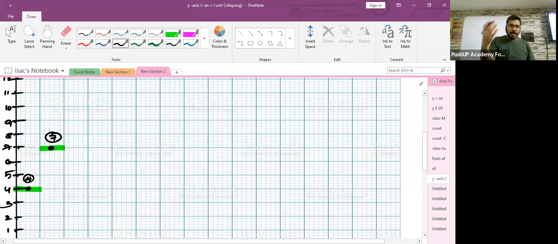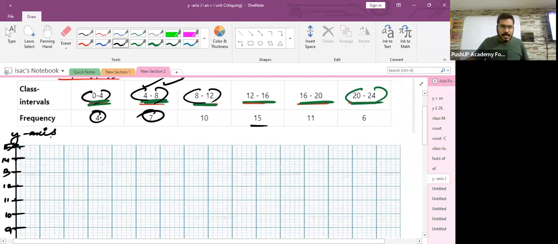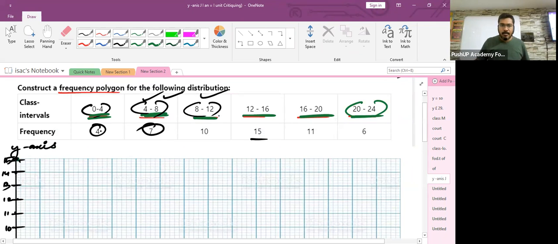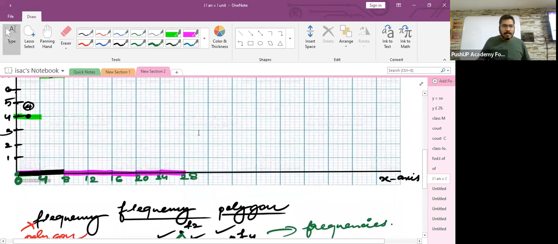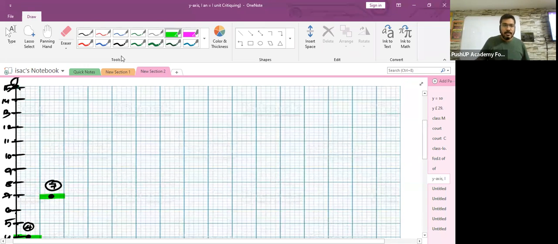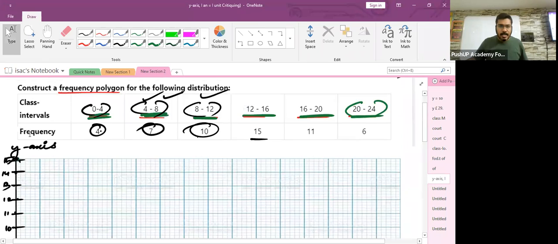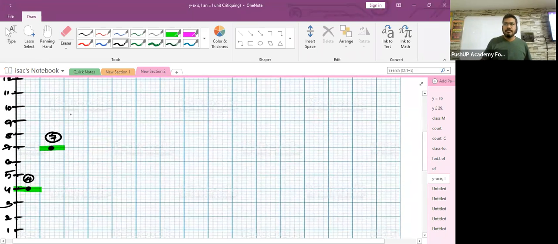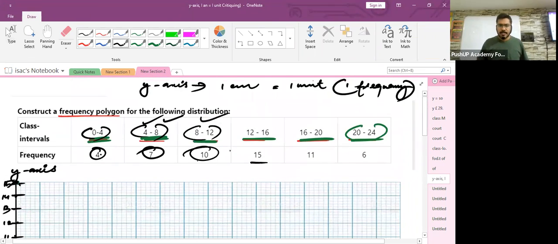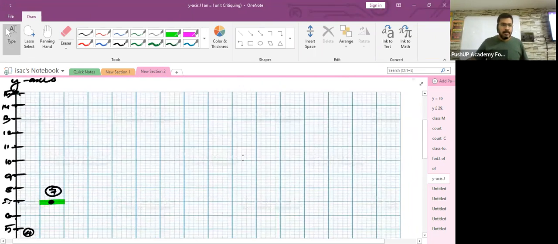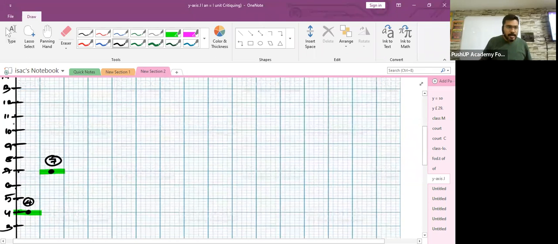Okay. Now, let's do for the next one. What is the class interval? 8 to 12. What is the corresponding frequency? It is 10. So, children, this is the next class interval, 8 to 12. What is the corresponding frequency? 10, no? 10, no, Rodia? See this? It's 10. Okay. So, where is 10? Over here.